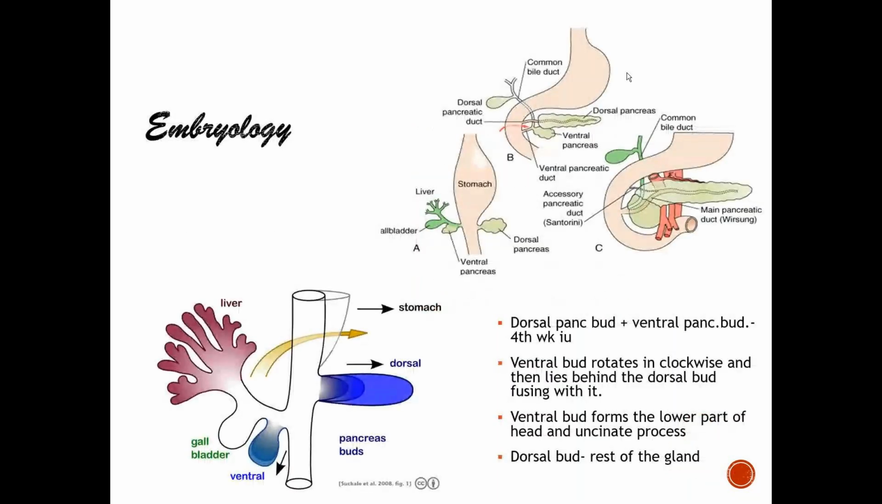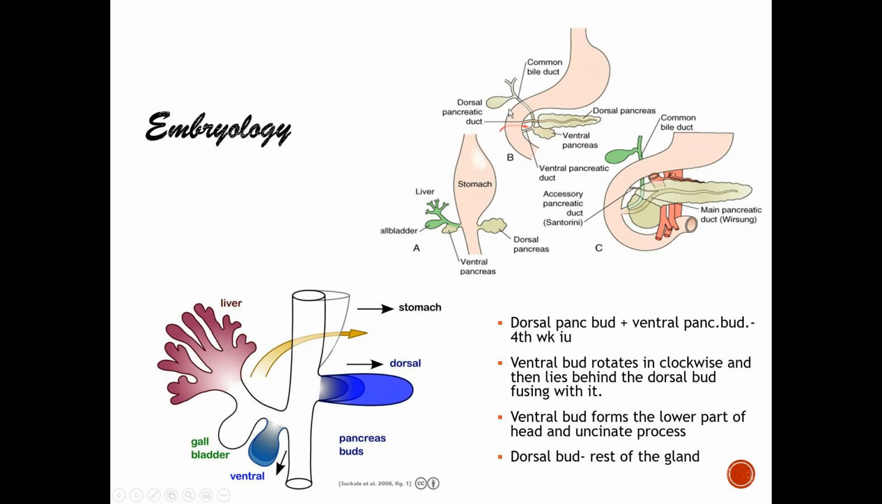So first, let's come to the embryology because that's an important part of understanding a number of diseases of the pancreas. It all starts with the development of two buds: the dorsal pancreatic bud and the ventral pancreatic bud. They appear for the first time in the fourth week. And if you look at this ventral bud, that rotates clockwise and then lies behind the dorsal bud. So the dorsal lies anteriorly, the ventral lies posteriorly because it's rotating clockwise.